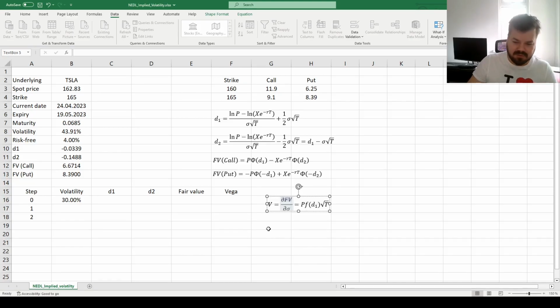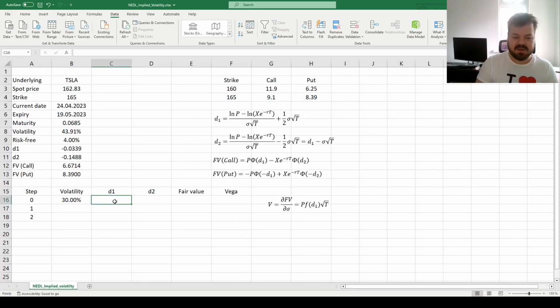Both call options and put options are sensitive to change in volatility in a very similar way, so we can use the same formula for vega regardless of whether you're using a call or a put. And this formula uses the spot price, P. It uses the probability density function of the standard normal distribution applied to D1, and it uses maturity to figure out the sensitivity of the option price to volatility. We'll use it in our Newton-Raphson procedure.